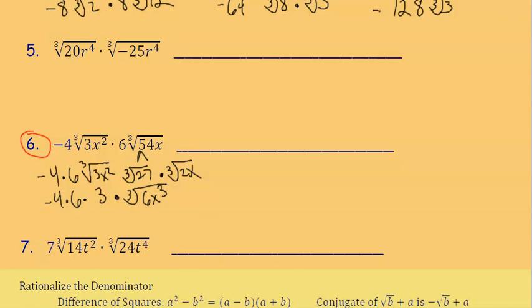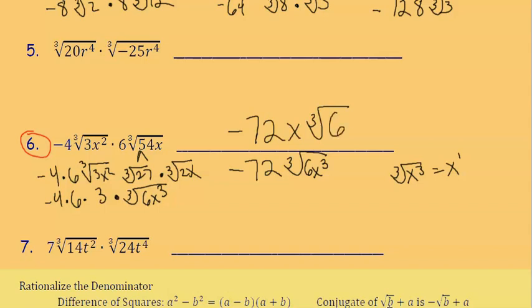Negative 4 times 6 is negative 24. Negative 24 times 3 is negative 72. So we have negative 72 times the cube root of 6x cubed. Now, the cube root of x cubed is just x. So our simplified expression would be negative 72x times the cube root of 6. Try the rest of this page on your own, check your work, and then move on to the next section.